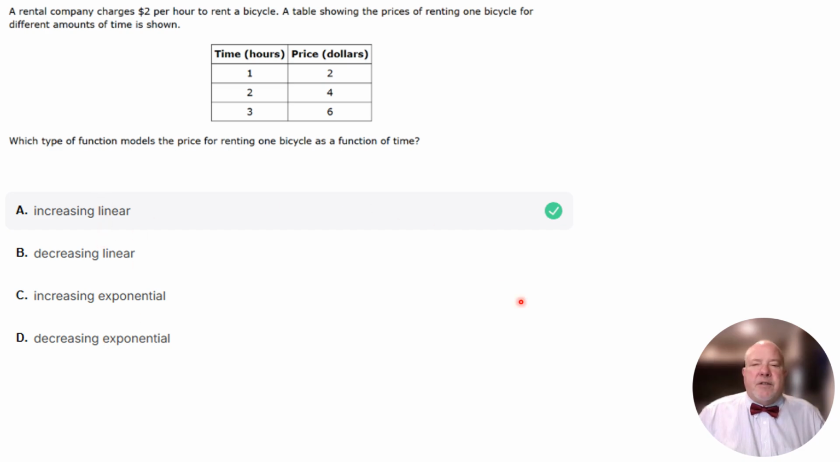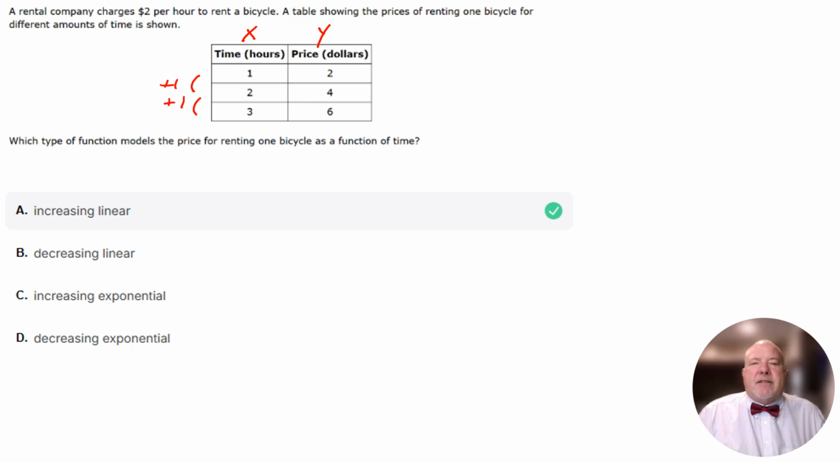Okay, so the first thing, let's identify what our independent and dependent variables are, or our x and y. So time is always on the x-axis. I guess I shouldn't say always, but the majority of the time it's on the x-axis. So this is our x values. These are our independent values. And the price, that's our dependent values. So the first thing you want to do is make sure that your x values change at a constant rate. So this is going up by 1 each time, so that's good.